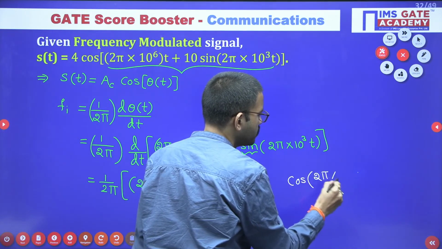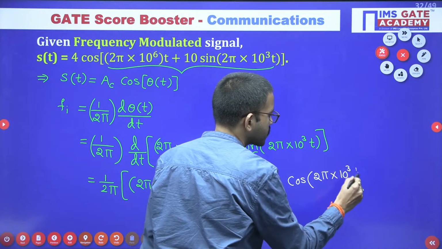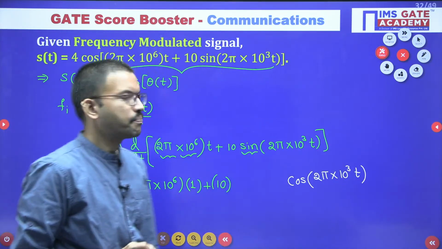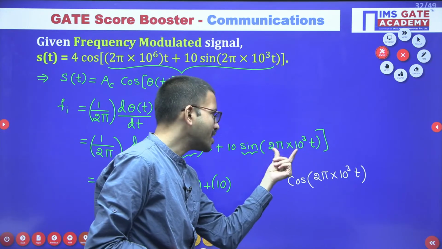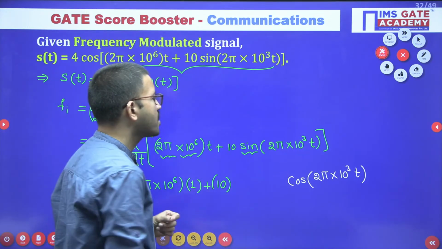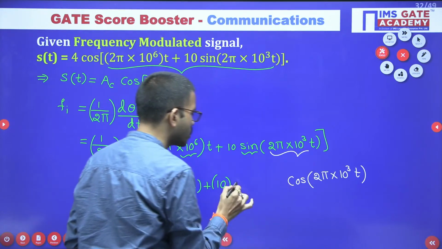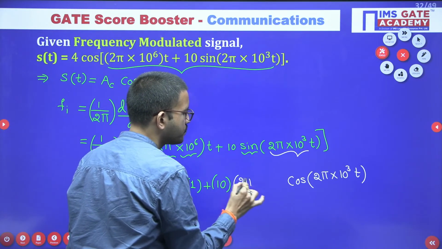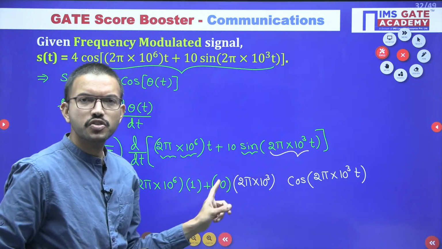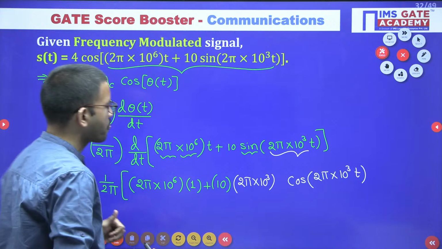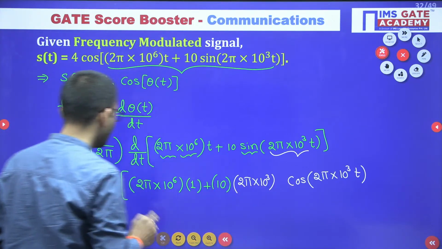Here you are getting 2 pi into 10 power 3t. Now, here you are having 2 pi into 10 power 3t. So for this you have to perform differentiation. Here 2 pi into 10 power 3 is the constant that we can keep. And then differentiation of t with respect to t, once again you will get 1. So 2 pi into 10 power 3.